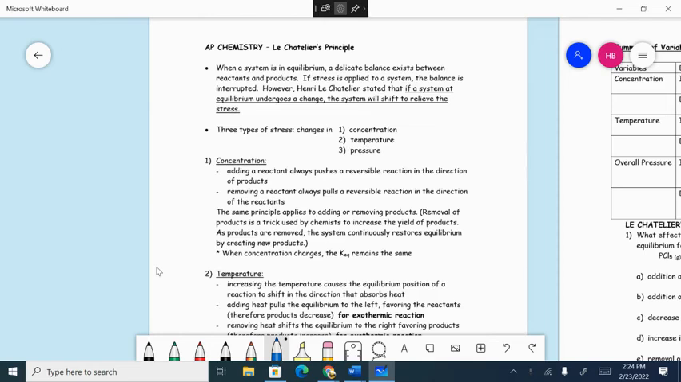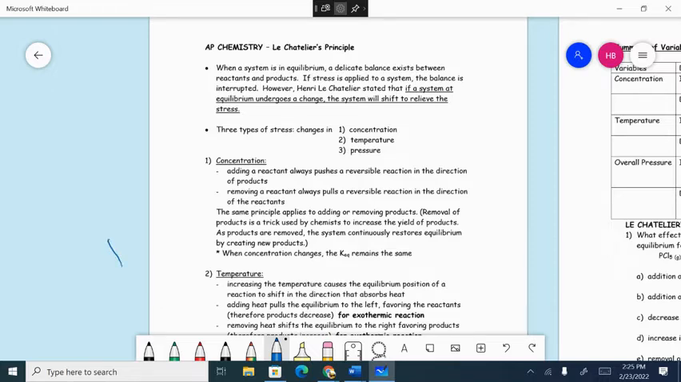Le Chatelier's principle states that when a system is in equilibrium, there's a delicate balance between the reactants and the products. Le Chatelier's principle refers to any kinds of disturbances to this system as stresses. When a stress is applied to a system, the balance is interrupted. If a system at equilibrium undergoes a change, the system will shift to release that stress.